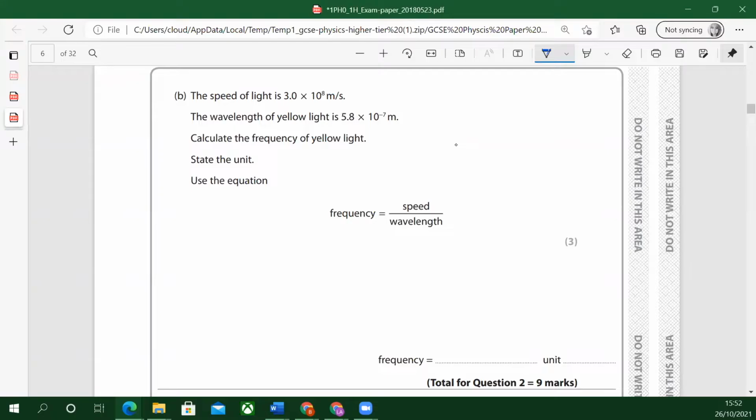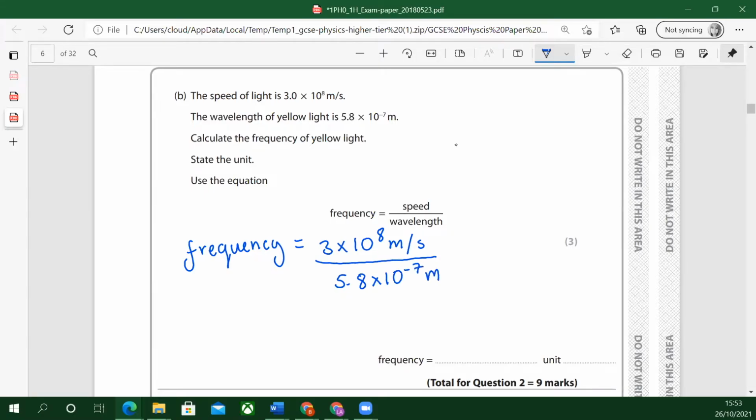It's actually a nice question to do. So all we have to do is put in numbers. Okay, I'm just going to write the equation out and put the numbers in. So frequency, we don't know. That's what we need to find. So speed, 3 times 10 to the power of 8 meters per second, units of speed. Same units of speed as for light as everything else. And the wavelength, okay, it's already in meters. We don't even have to convert that. 5.8 times 10 to the minus 7 meters. All we have to do is to put that into the calculator. We don't need to do anything else.